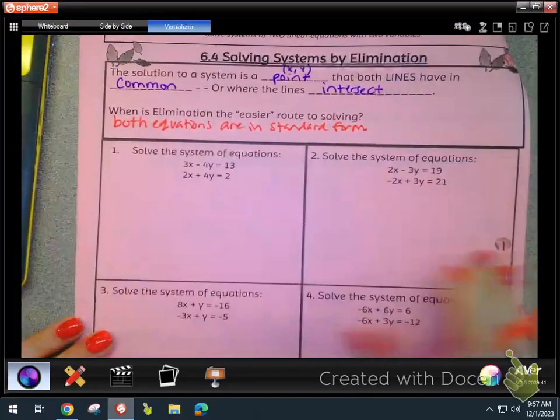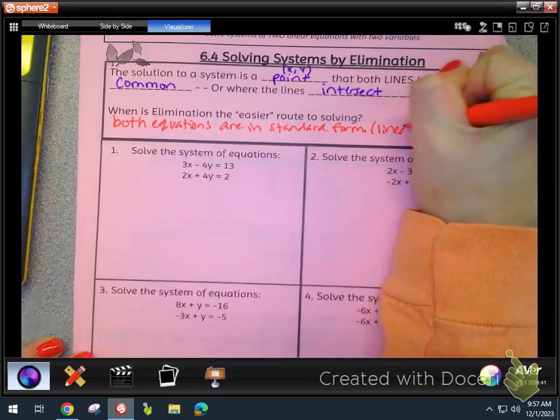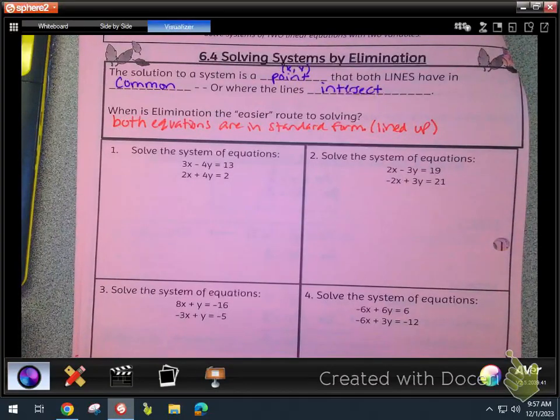Remember what standard form is? I say that they are lined up. So in standard form, you have x over x, y over y, equals over equals, number over number. If I get a system and both of my equations are like that, I'm thinking, hey, I want to do elimination. And the whole point of elimination, it's in the name, is to eliminate one of your variables.